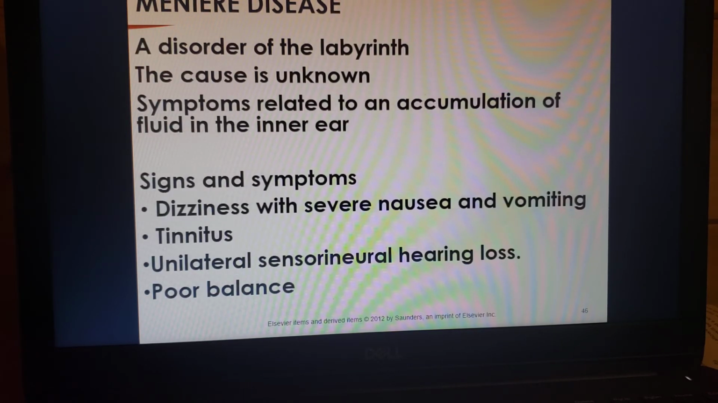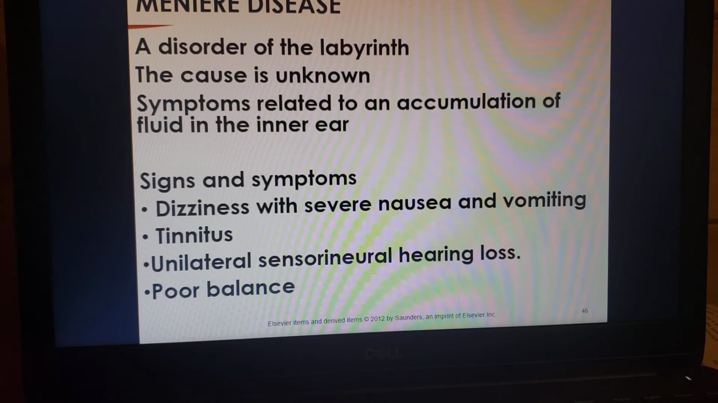Our next disorder is Meniere's disease. This is a disorder of the labyrinth. They do not know what causes it. Symptoms are related to an accumulation of fluid in the inner ear. The degree of Meniere's disease is different for different patients. Some manage a normal lifestyle with Meniere's disease. They have mild symptoms and are able to implement treatment and just live normal. Whereas other patients with Meniere's disease have such severe symptoms, they can't work or drive and end up on disability.